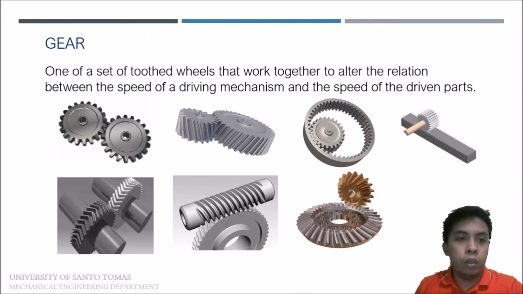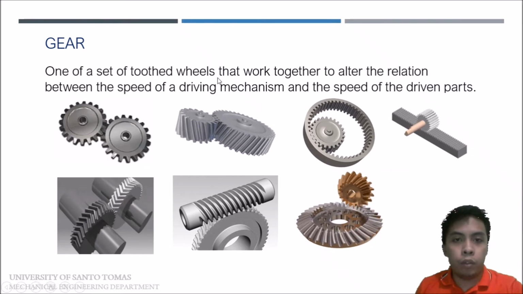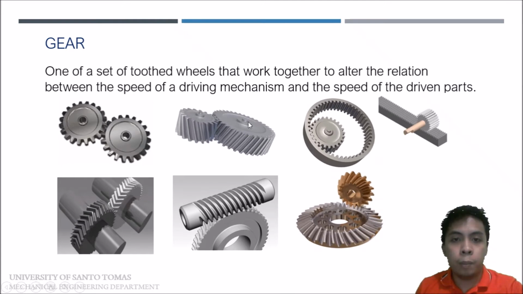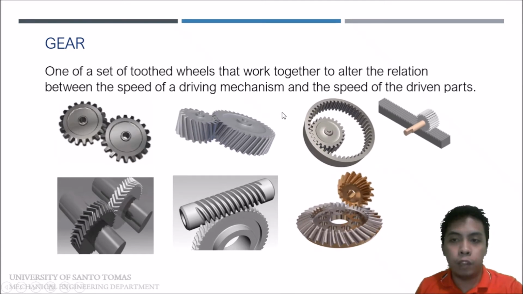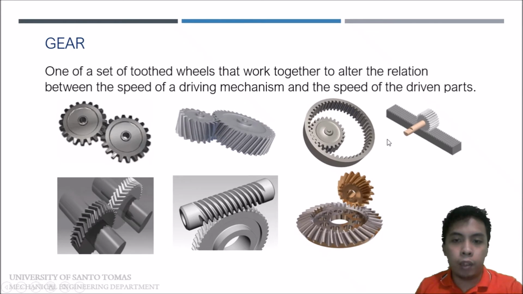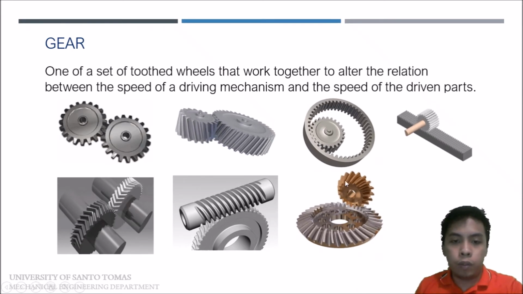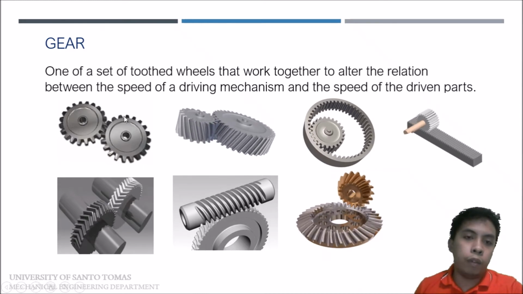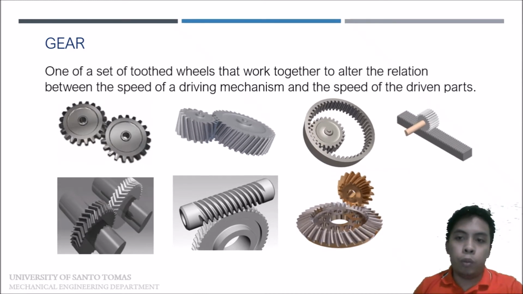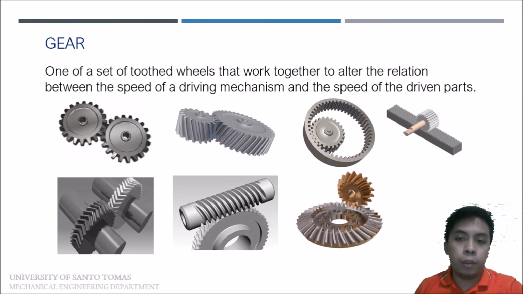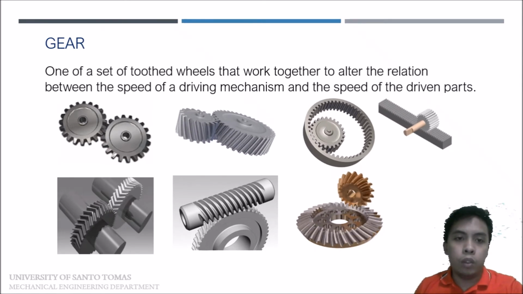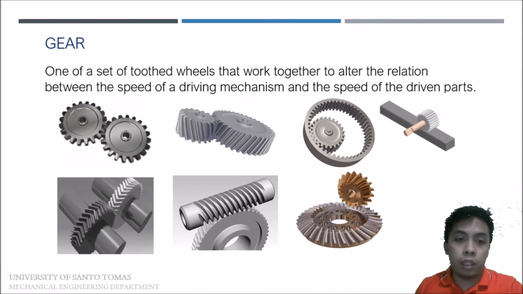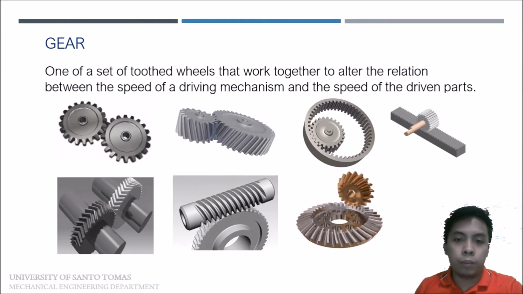So gear: one of a set of toothed wheels that work together to alter the relation between the speed of a driving mechanism and the speed of the driven parts. As you can see here, we have various types of gear, no? And if we have a gear mating, we always have the driving gear and the driven gear. So the speed of our driven gear always depends on our driving gear.